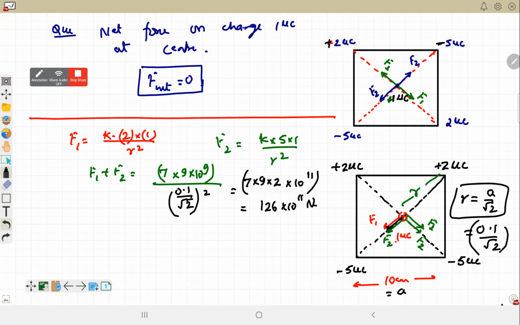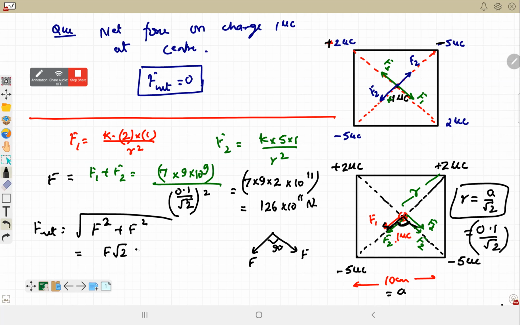126 into 10 to the power 11 Newton. Now this much is here and this much is here, and between them 90 degree. So if the force on one of the diagonal is F, these two forces F and F are at an angle of 90 degree. The formula for their resultant is root of a square plus b square plus 2ab cos theta. Since theta here is 90 degree, cos 90 will become 0. So it will be F times root 2. 126 into 10 to the power 11 multiplied by root 2.